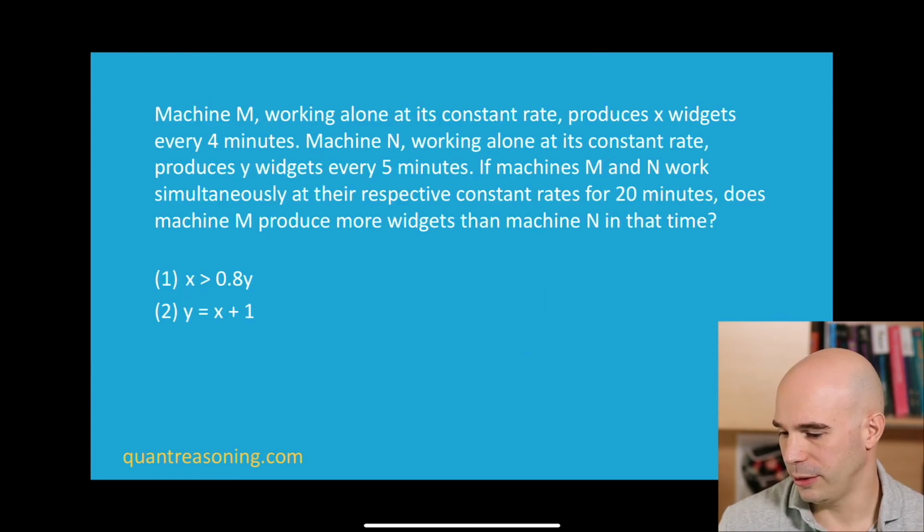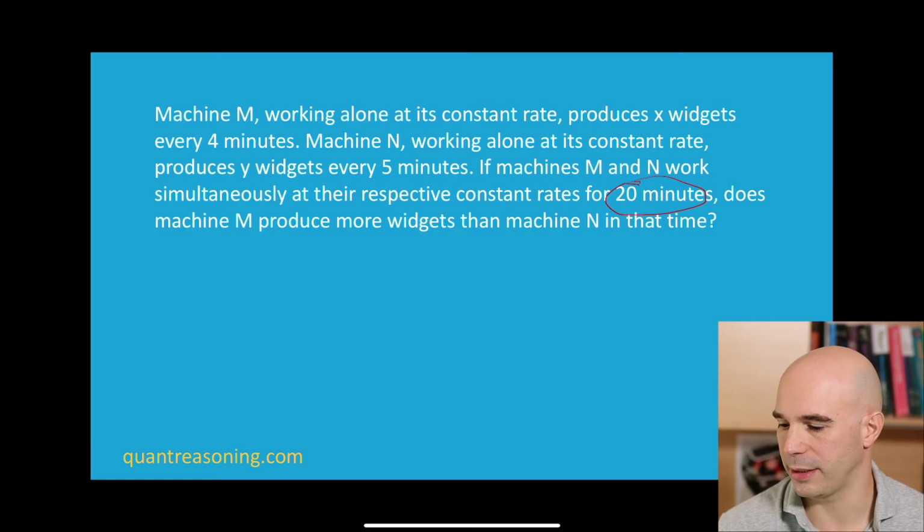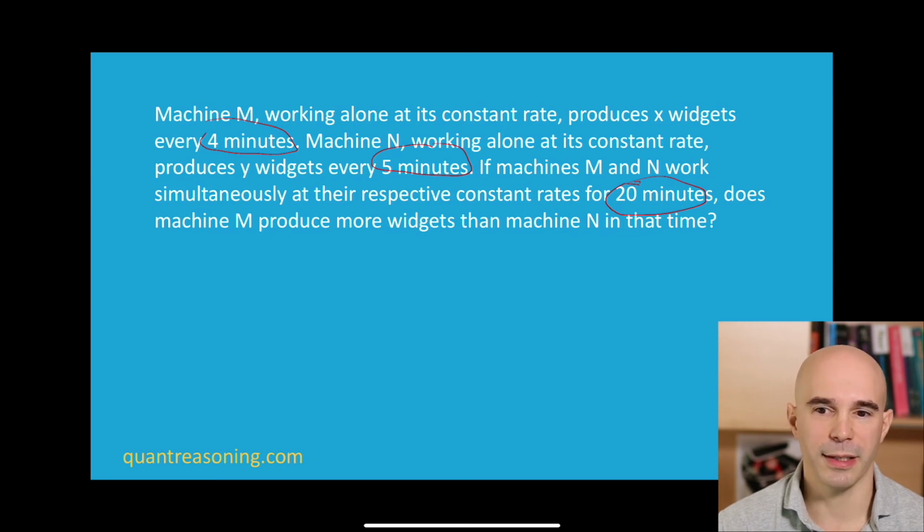So does everybody notice the 20 minutes here? It just so happens to be the least common multiple of the 4 minutes and the 5 minutes. Did that kind of jump out at you? When I see something like that, I go, it's not a coincidence. It's designed that way on purpose. And I go, well, thank you, GMAT, because that makes my life a lot easier.